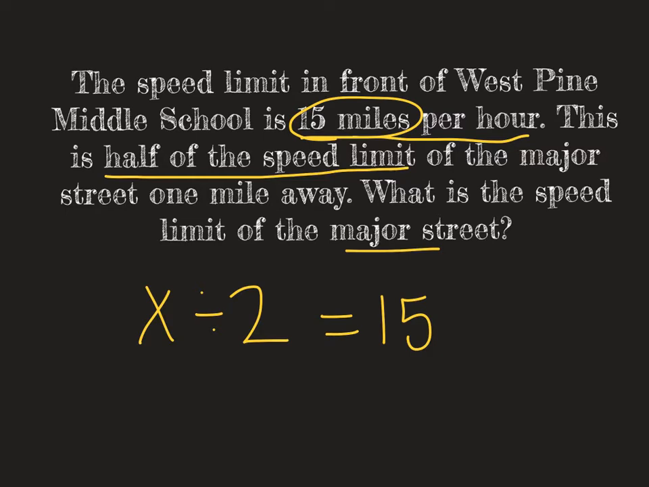Now you guys know from the previous videos how to solve a one-step equation. The opposite of division is multiplication. So if we wanted to figure this out, we would just multiply both sides by 2. And we end up getting x equals 30.